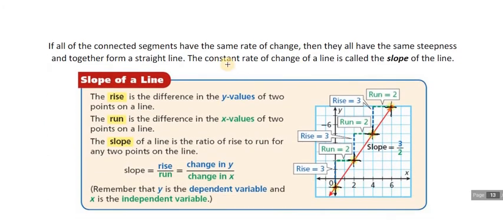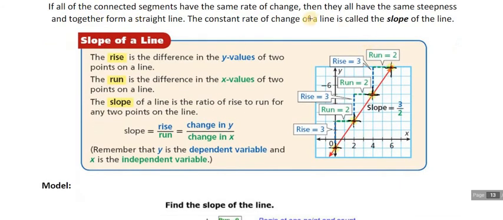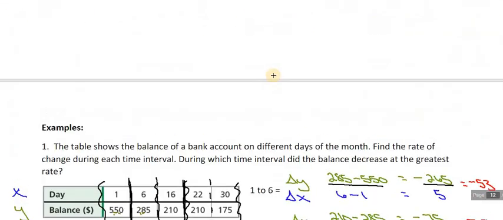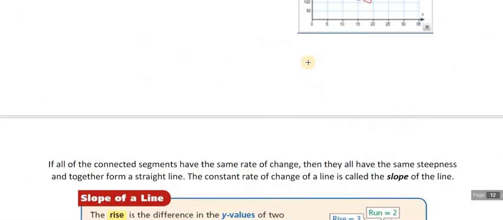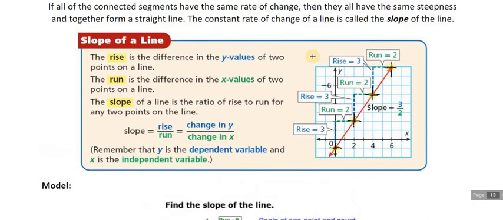Okay, so this is going to be what happens a lot in Chapter 4 now, is if all of our connected segments have the same rate of change, then they all have the same steepness and together form a straight line, okay, one straight line. The constant rate of change of a line is called the slope of the line. Okay, so slope, as defined earlier, is rise over run, which refers to change in y over change in x. So let's take a look at this first model here.